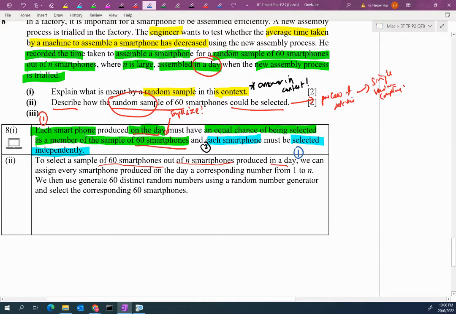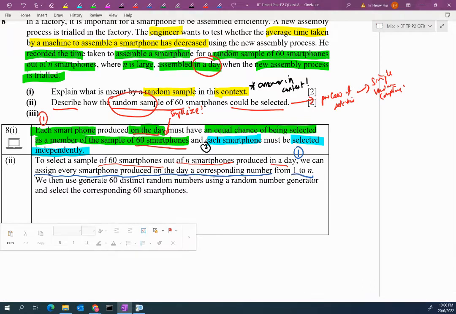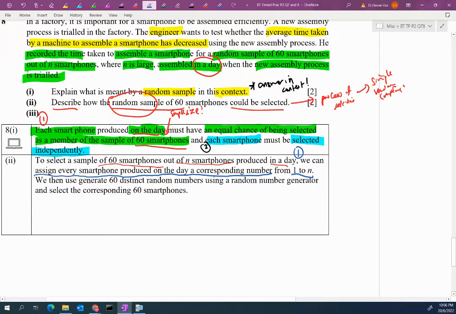okay, we assign every smartphone produced on the day a corresponding number from 1 to n. All right, so this is to enumerate every single sampling unit. Then we generate 60 distinct random numbers using a random number generator. Okay, we then generate 60 distinct random numbers. So this is important: distinct random numbers using a random number generator.